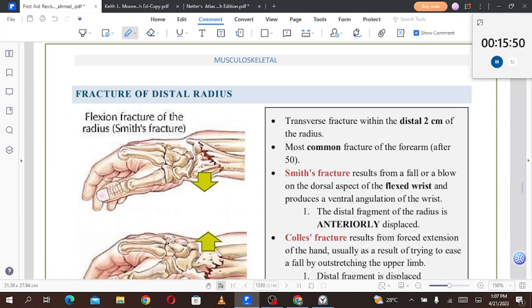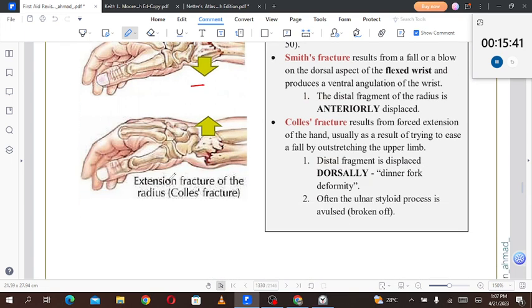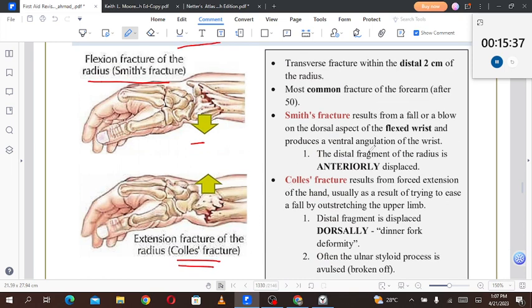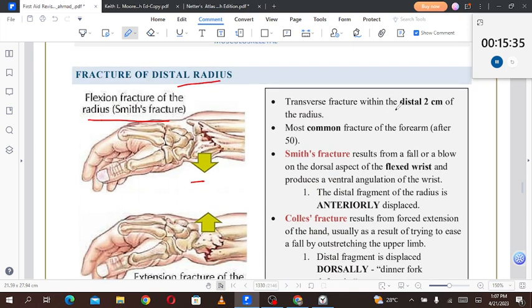Then we have fracture of the distal radius. Now if the radius is displaced distally, a flexion fracture of the radius is called the Smith fracture, and an extension fracture of the radius is called the Colles fracture. A transverse fracture within the distal 2 centimeters of the radius is called a fracture of the distal radius. The distal attachment of the radius is on the disc joint, so at the distal 2 centimeters of the radius, the transverse fracture is called the fracture of the distal radius.